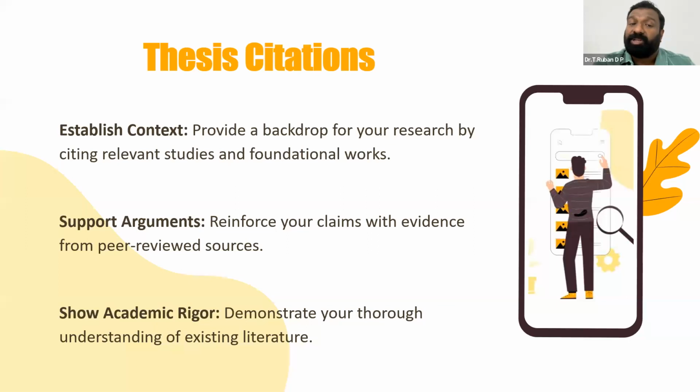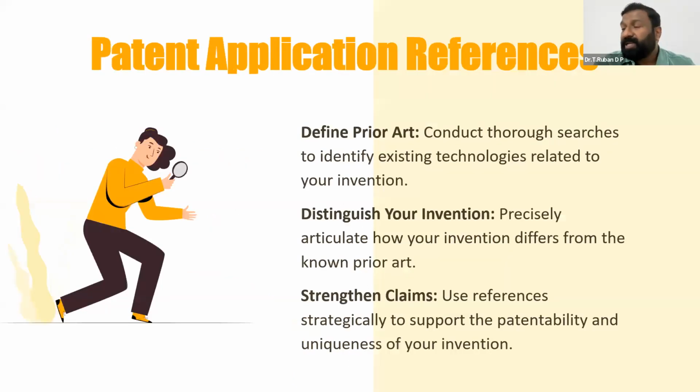And show the academic rigor. Think of your thesis as a badge of expertise. By citing established literature, you are showing that you have done your homework. It is just like saying, I know the lay of the land, and here is how my work contributes. So citations demonstrate your academic rigor and thorough understanding of existing literature. And next slide, patent application reference.